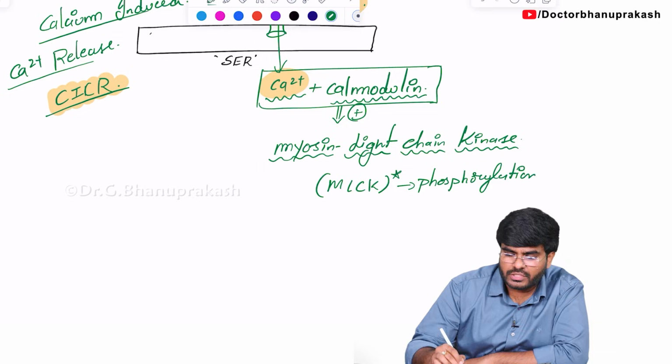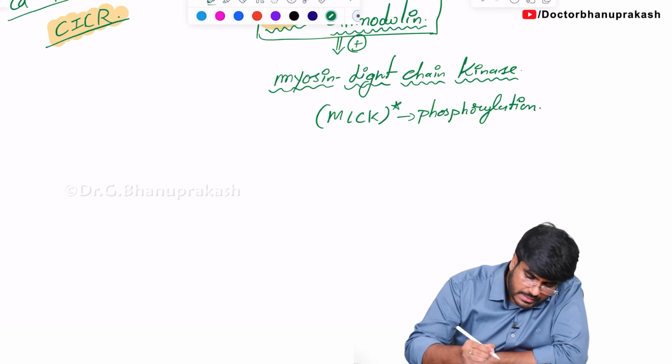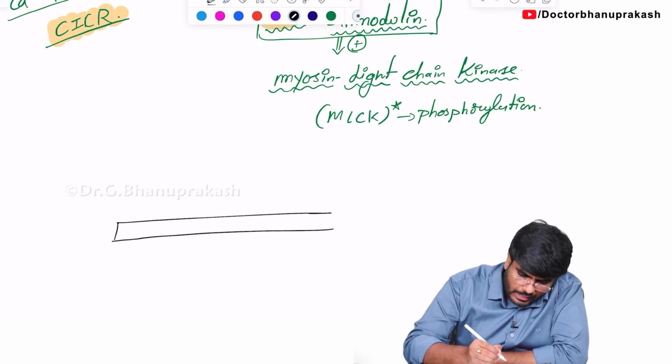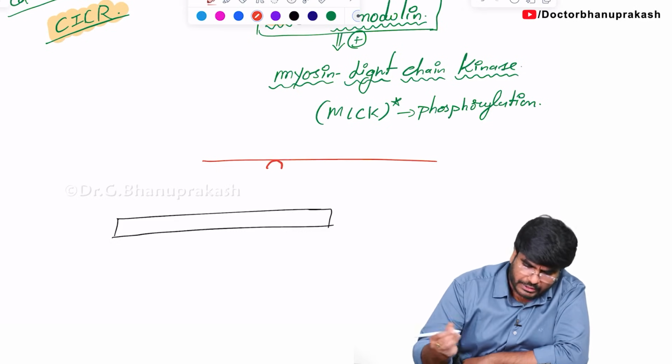It is going to cause phosphorylation. Phosphorylation of what? Students, look here. This is the myosin, let's say. And here is the actin, let's say. Here are the actin filaments. These are the active sites.